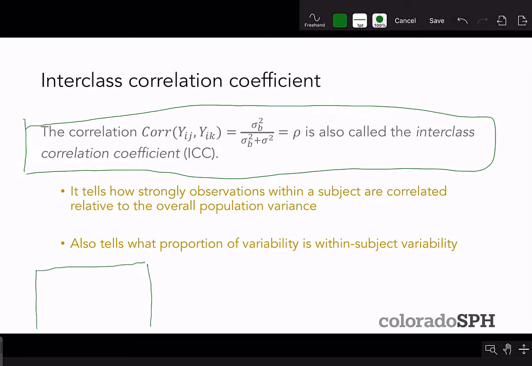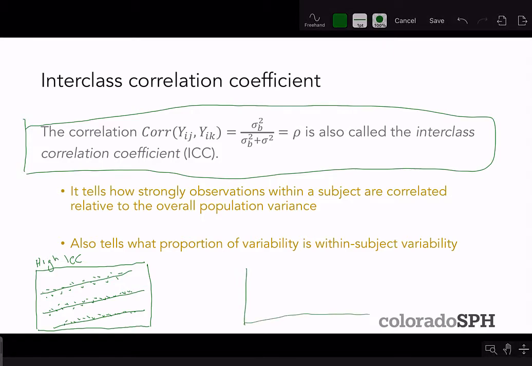Let's say we have a plot where we have individual slope lines for 3 different people. And their data points for each subject fit pretty tightly around these different lines. This would be a situation where we have high ICC, which means that there's strong correlation within a subject.